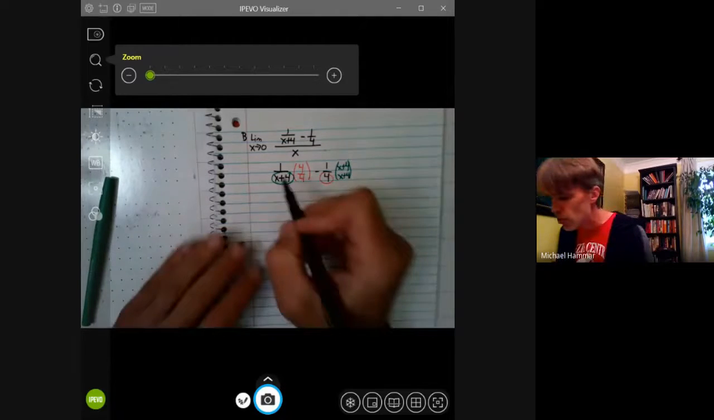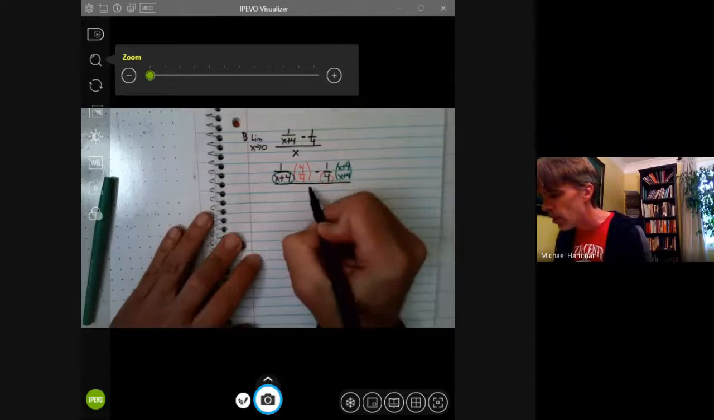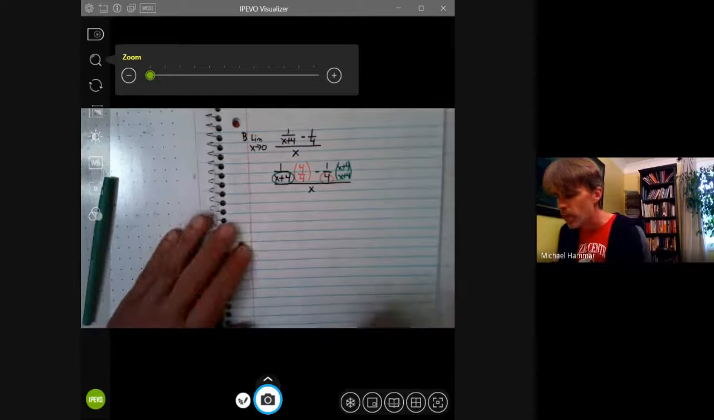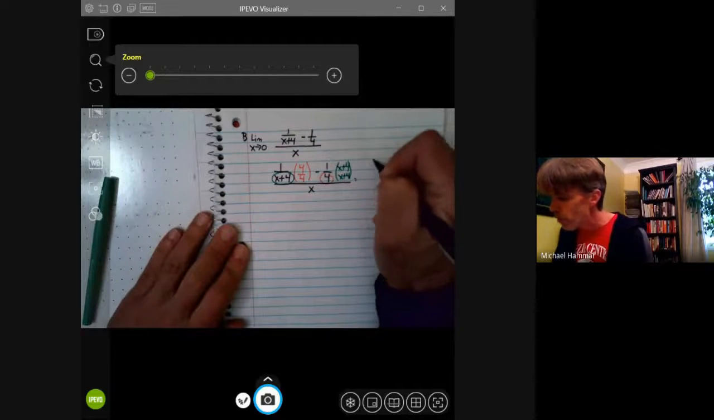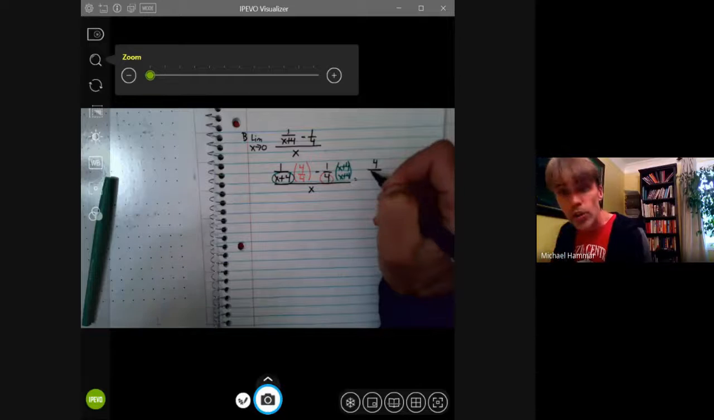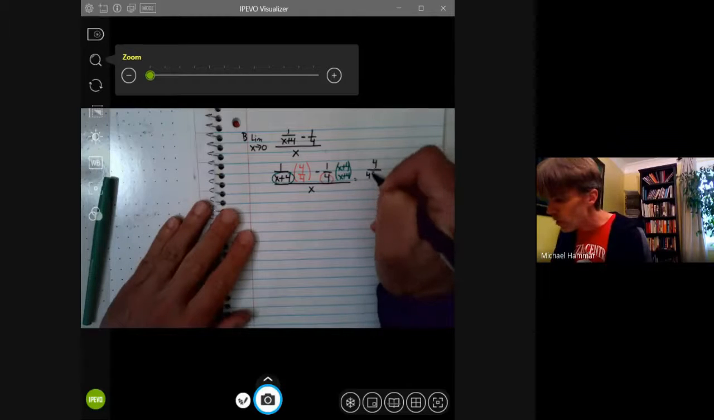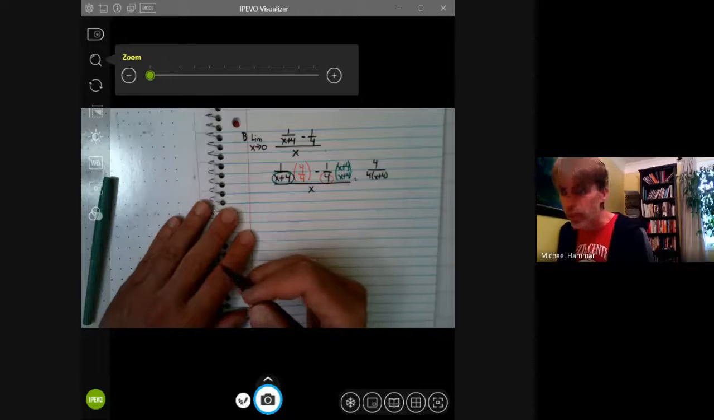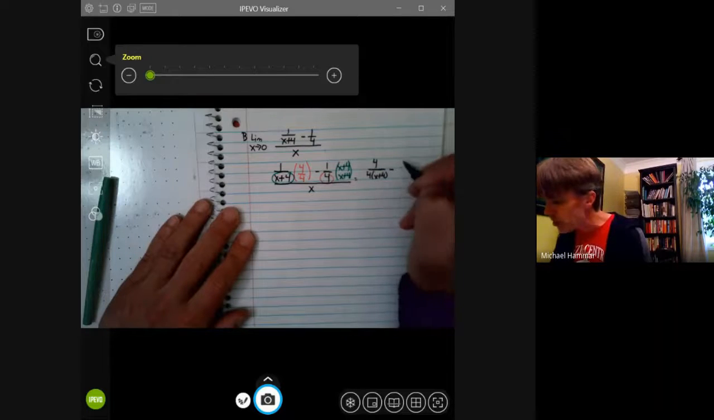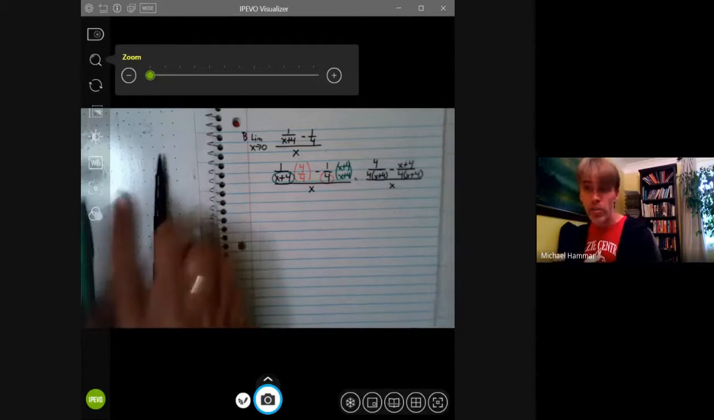So let's do that math. And remember, it's still all over x. So let's do the math in the numerator. It's going to be 4 over, and do not multiply this out, just do 4 times x plus 4. Carry the parentheses around, and then minus x plus 4 over 4 times x plus 4. And don't forget, it's still over x.